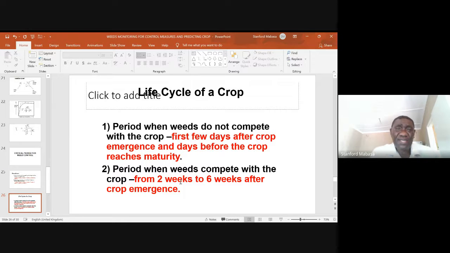So if we look at the life cycle of a crop, number one, there's a period when weeds do not compete with the crop. This is the first few days after crop emergence and the days before the crop reaches maturity. Number two, there's a period when weeds compete with the crop, from 2 weeks to 6 weeks after crop emergence.